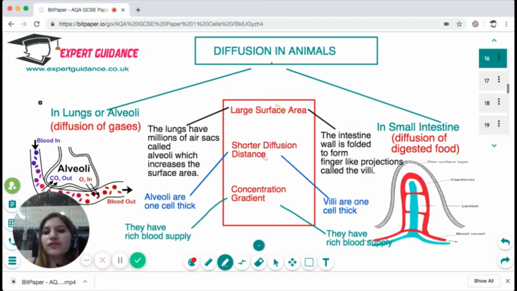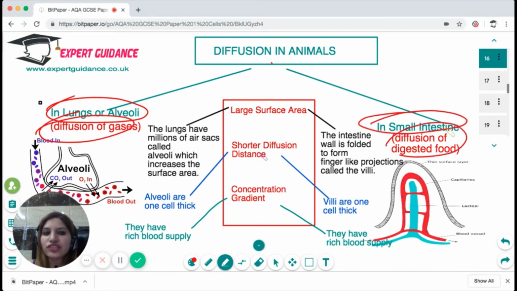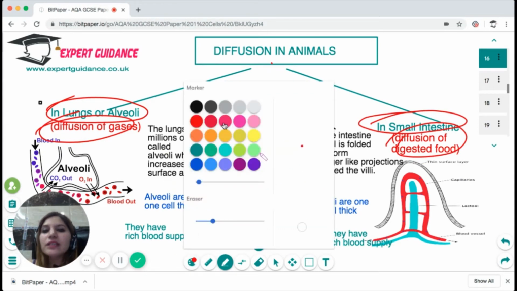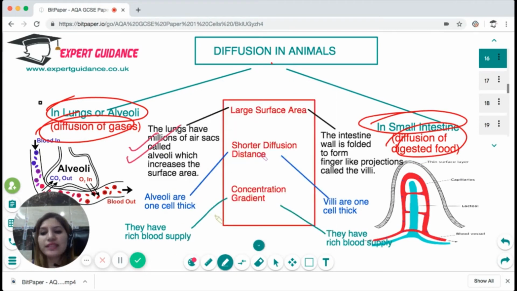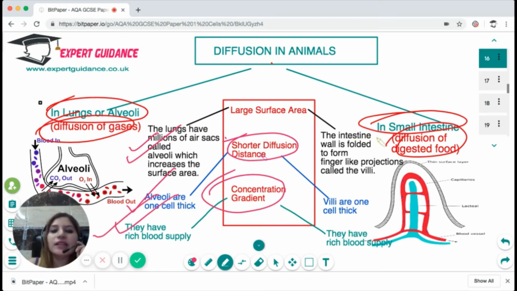Now, for diffusion in animals, there are two examples. In the lungs or the alveoli, there's a diffusion of gases that takes place, and in the small intestine, diffusion of digested food takes place. If you see the structure of the alveoli, the lungs have millions of alveoli, which increases the surface area. For a shorter diffusion distance, they are one cell thick, and for maintaining the concentration gradient, they have a rich blood supply. On the other hand, in the small intestine, the wall is folded to form finger-like projections called villi. Villi are one cell thick, and they have a rich blood supply.